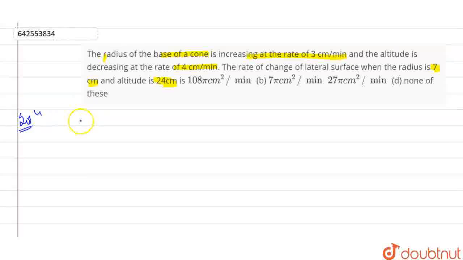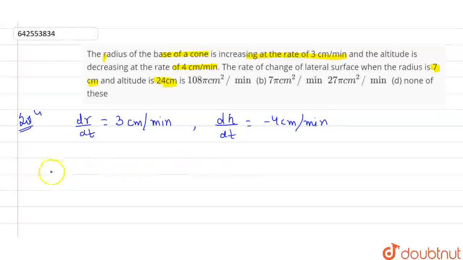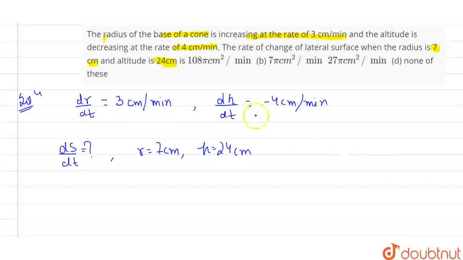We can see that the rate of the radius of the base of the cone is increasing, 3 centimeter per minute, right? And the rate of altitude, which is our height, dh by dt, is decreasing. It means minus 4 centimeter per minute, right? Now we have to find ds by dt, the lateral surface area rate of change, when r is 7 centimeter and h is 24 centimeter. This is what we have to find basically.